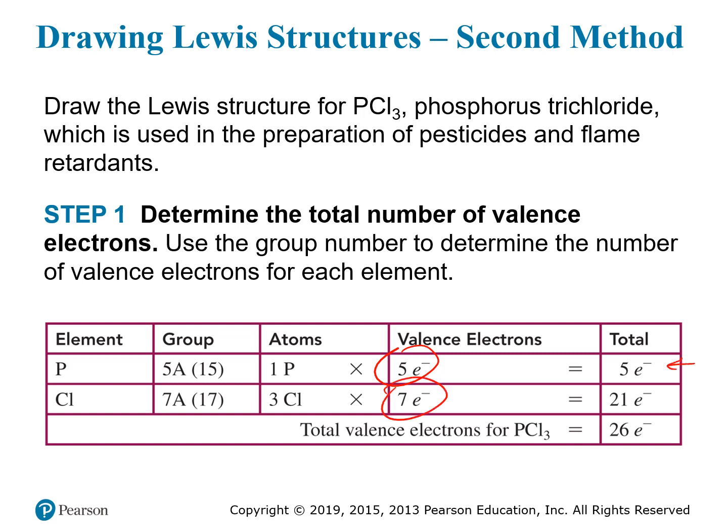Chlorine has 7 valence electrons. It's in group 7A or 17. And there are 3 chlorine atoms in PCl3. Each chlorine atom has 7 electrons, so 3 times 7 gives you 21. So in total, the molecule itself has 26 valence electrons, 5 from the phosphorus and 21 from the chlorines. Okay? So when we draw our Lewis diagram, we need to make sure that we account for 26 electrons.